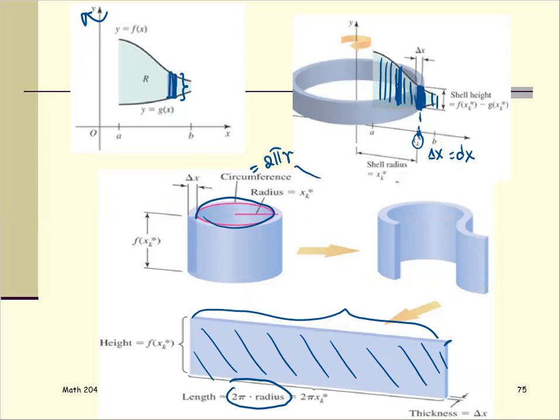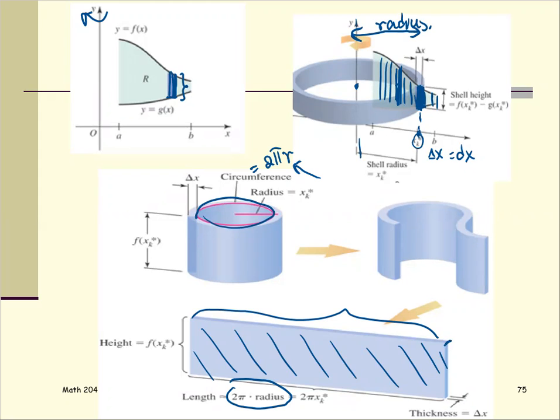What do you need to know? What is the r, and how do you find r? R is the measurement from the axis of revolution to the bar. So that's the radius, because the axis of revolution will be right in the center of the figure.